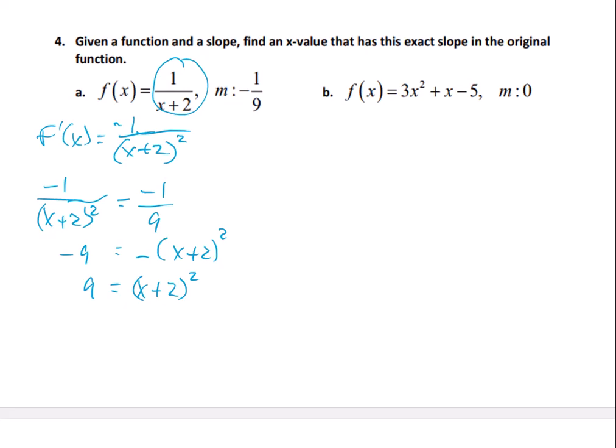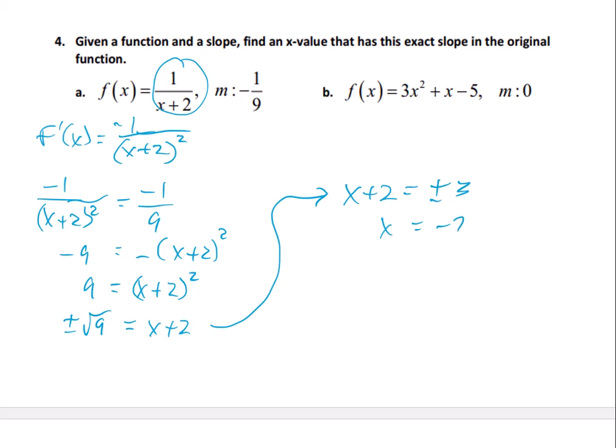Okay, I can use the square root property to take the square root of both sides, and so I've got plus or minus the square root of 9 equals x plus 2, which means that x plus 2 equals plus or minus 3. Take 2 away from both sides and I get this.